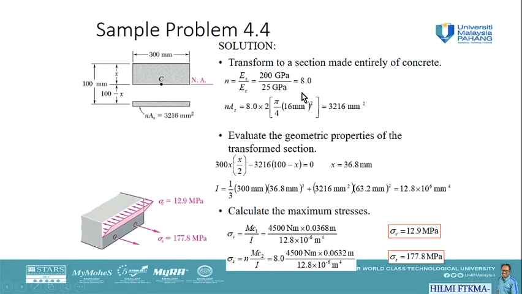And what we have to do next is find the ratio n, Es over Ec. So 200 over 25, we get n is 8. And then we want to calculate the transformed area of the steel rod. So the steel rod transformed area will be n times As. So n will be the ratio and As will be the area of circle of the steel rod. So we have two steel rods in this width of 300 millimeter.